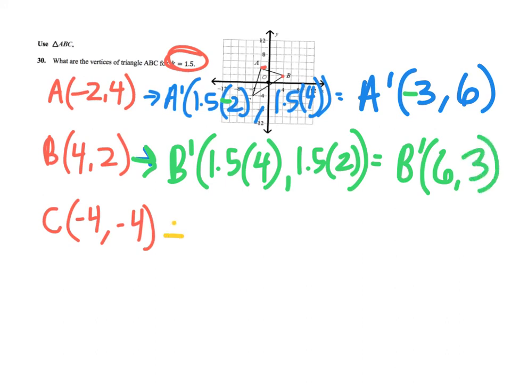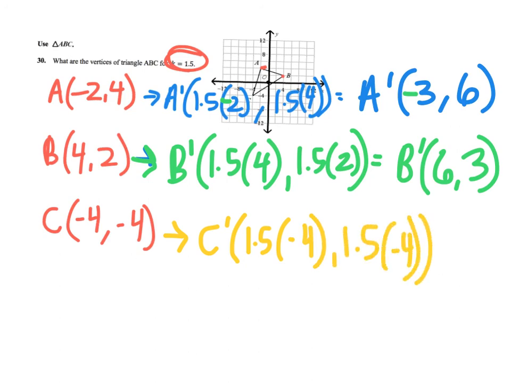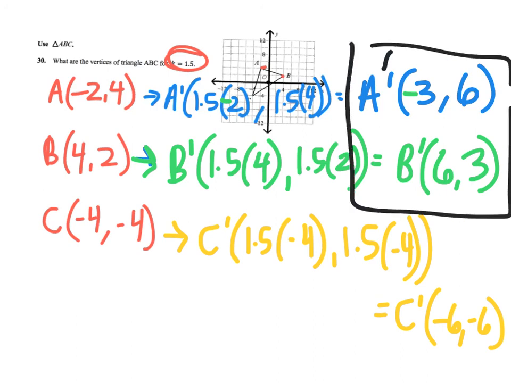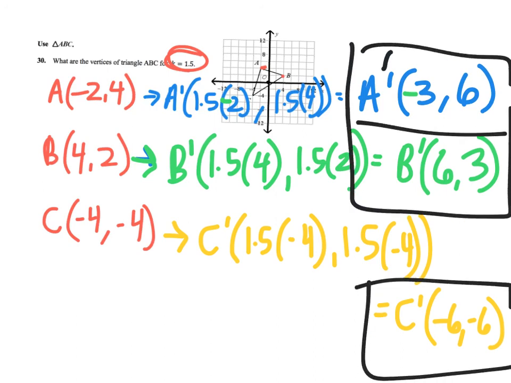And then my last one, C prime, we have 1.5 times -4, and then 1.5 times -4. When I do that, 1.5 times -4 is going to give me a -6 and a -6. So these three coordinates are going to be my final answer.